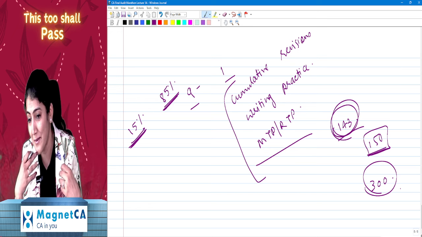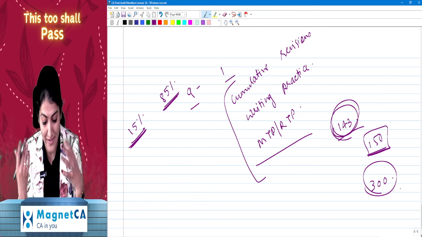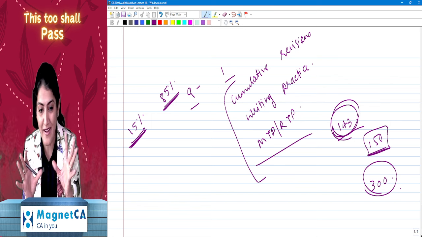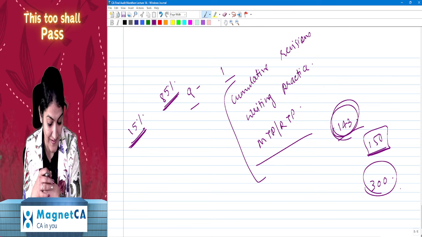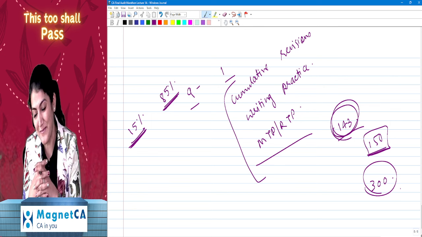Oh, some student is saying 9%. Okay, I don't want to make you feel that bad either, because I said on an average. So on an average, it is like 15%.